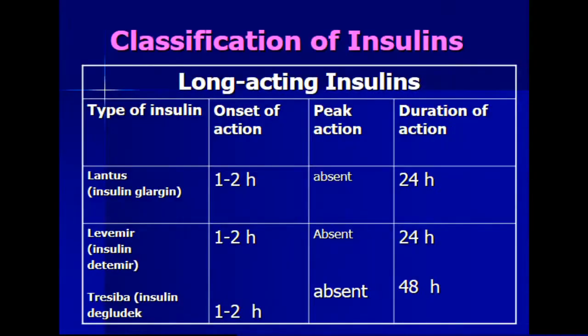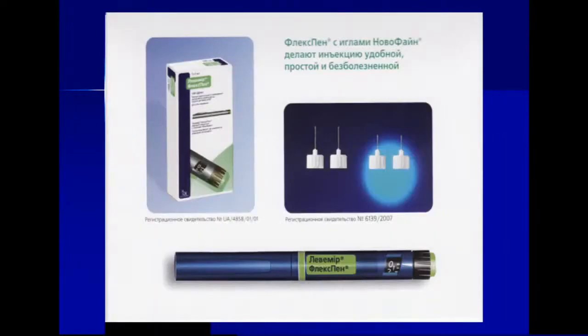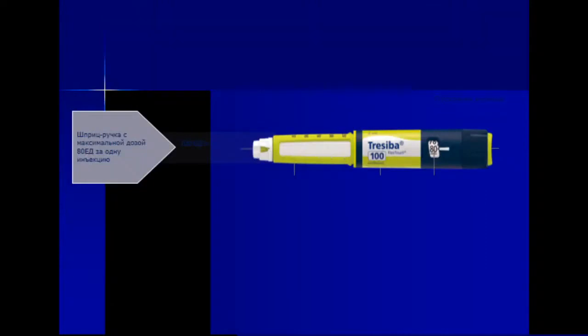And the last group, long-acting insulins: Lantus or insulin glargine, Levemir, international name Detemir, and Tresiba, insulin degludec. Onset of action 1 to 2 hours, peak action absent. Duration of action: Glargine and Levemir up to 24 hours, but Tresiba prolongs up to 48 hours. And you see it's Lantus, it's FlexPen Levemir, and FlexTouch Tresiba.